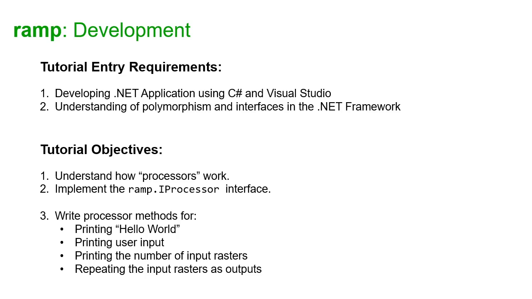In this video, we're going to develop a custom processor for RAMP. So something that you can write using the .NET framework and then plug into RAMP and make it available to the RAMP user interface, the RAMP command line processor, to the workflow processor, and to other utilities that might want to use it.